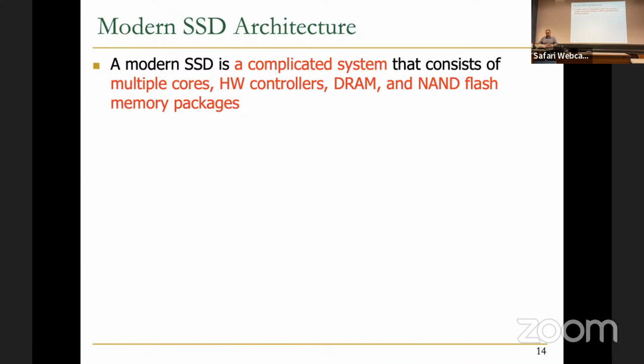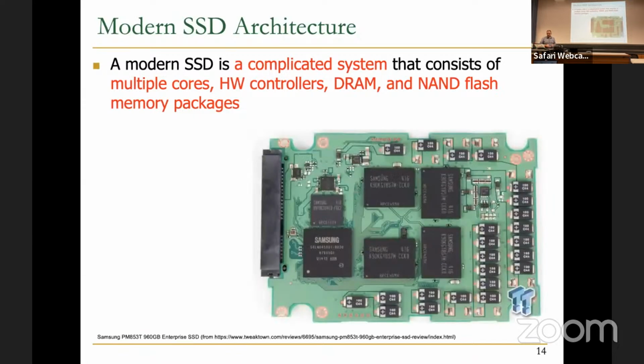Modern SSD architecture is a complicated system that consists of multiple cores, hardware controllers, DRAM, and NAND flash memory packages. You can see them more or less in this picture. These are NAND packages, 4 of them on this side of the PCB. We also have 4 NAND packages on the other side. This is the SSD architecture for one of the Samsung devices.